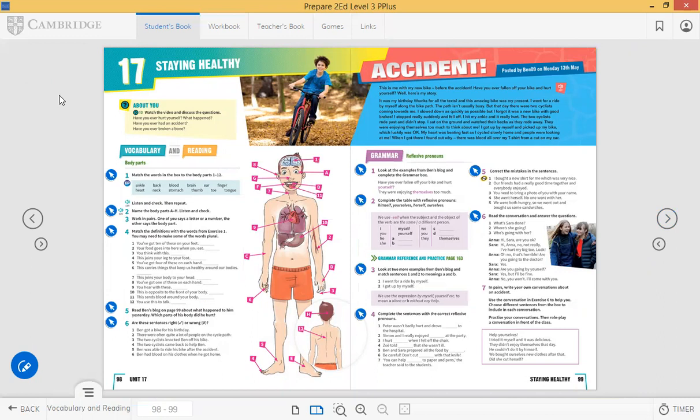Match the words in the box to the parts 1 to 12. Okay, so come on, guys. Match the parts 1, 2, 3, 4, 5, 6, 7, 8, 9, 10. Yes, and in a moment we check. En lo que ustedes están trabajando en todas estas partes del cuerpo, yo paso lista. Thank you.